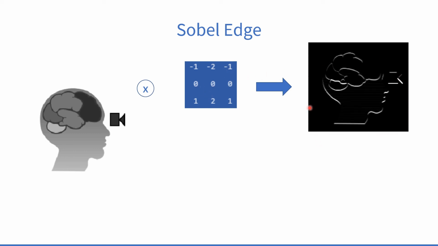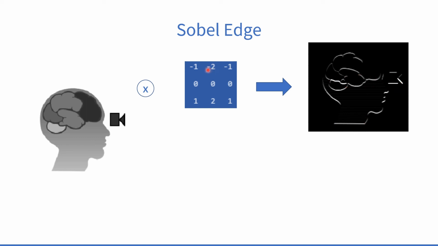You can easily notice that it is taking the horizontal edges of this image. You get these horizontal edges here, but we are missing the vertical edges. So through this we can easily get all the horizontal edges.